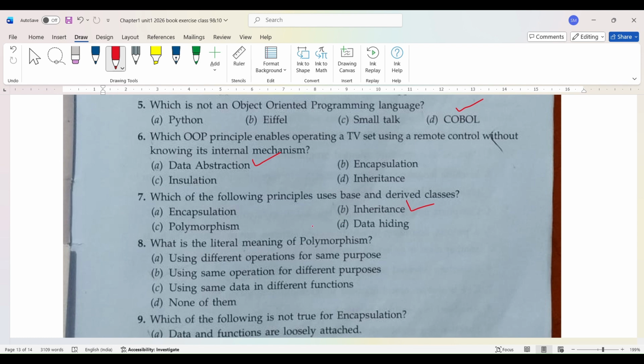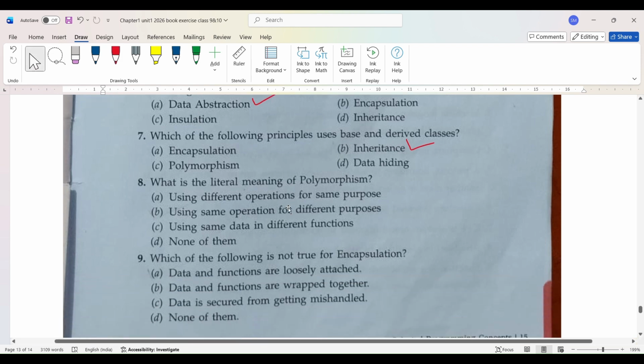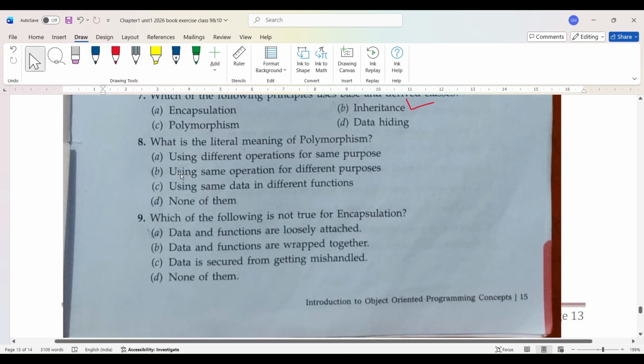Next question. What is the literal meaning of polymorphism? Using different operations for same purpose. Using same operation for different purpose. Using same data in different functions. Or none of them. Polymorphism means same name, different purpose. So the correct answer is using the same operation for different purpose. For example, addition of 2 numbers and addition of 3 numbers. The operation is the same, that is addition, but the purpose is different. Therefore, the correct option is B.